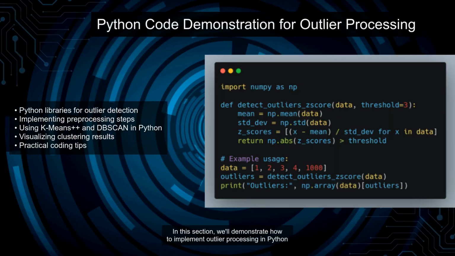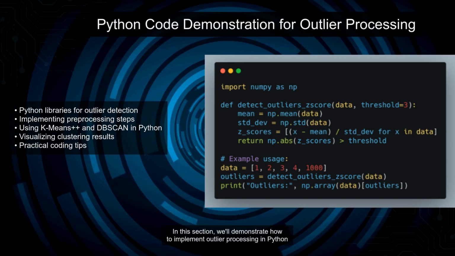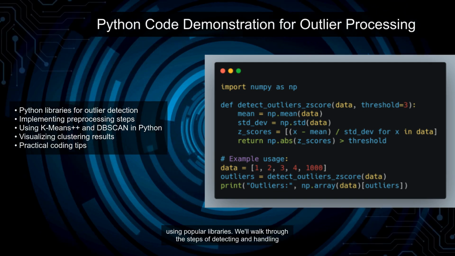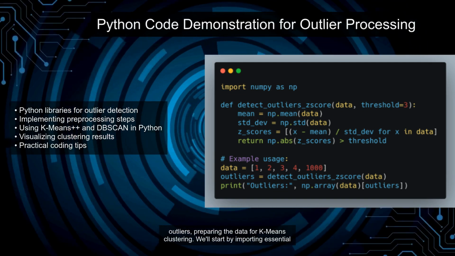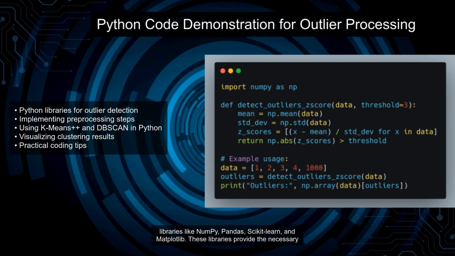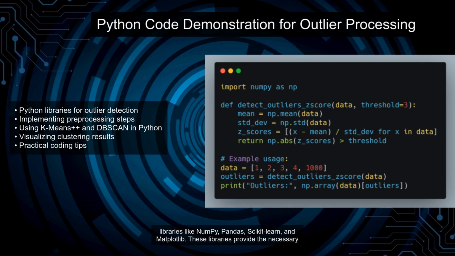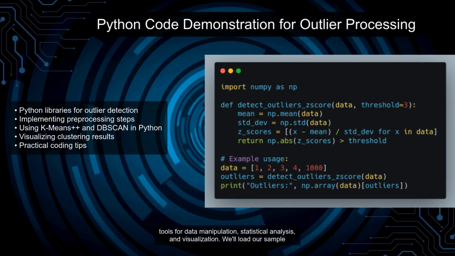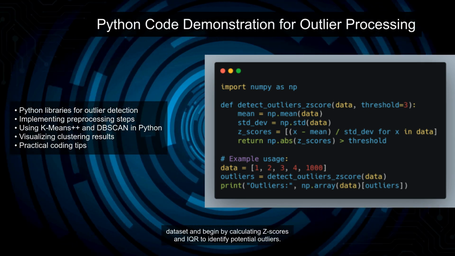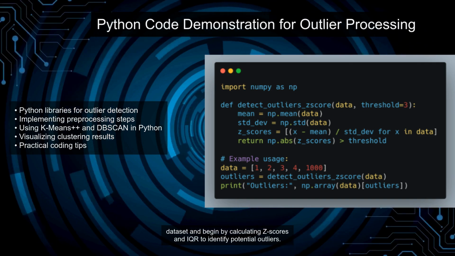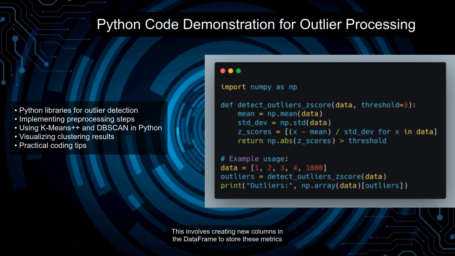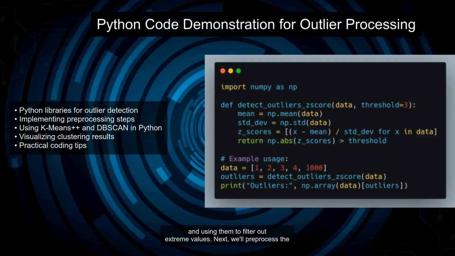In this section, we'll demonstrate how to implement outlier processing in Python using popular libraries. We'll walk through the steps of detecting and handling outliers, preparing the data for k-means clustering. We'll start by importing essential libraries like NumPy, Pandas, scikit-learn, and matplotlib. These libraries provide the necessary tools for data manipulation, statistical analysis, and visualization. We'll load our sample dataset and begin by calculating Z-scores and IQR to identify potential outliers. This involves creating new columns in the data frame to store these metrics and using them to filter out extreme values.